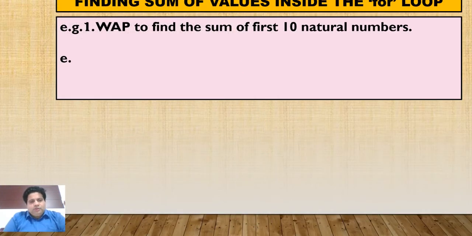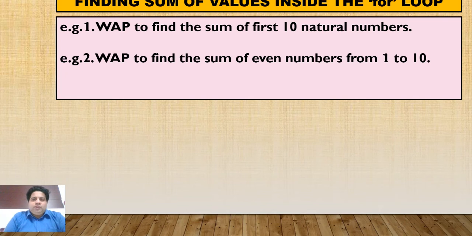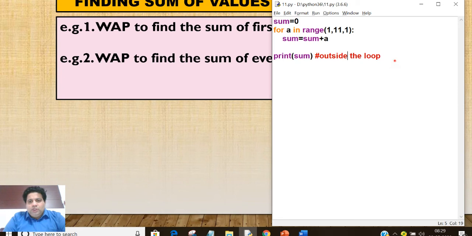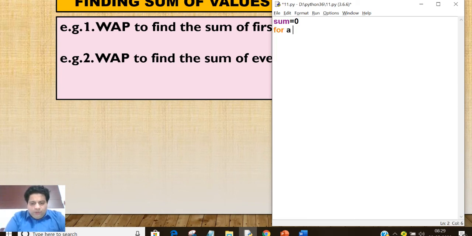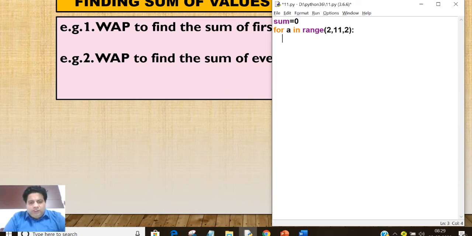Second program. Write a program to find the sum of even numbers from 1 to 10. Sum of even numbers from 1 to 10. Now you can do it. See how? Even numbers. Again take one variable sum. Now execute the loop for a in range. Now even number, it means it should start from 2. Where should it go up to? 10. So here 11. And how much should the increment be? By 2. Sum equal to sum plus a.